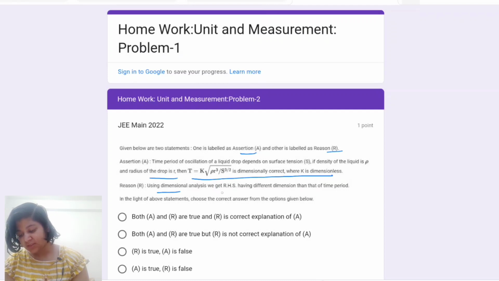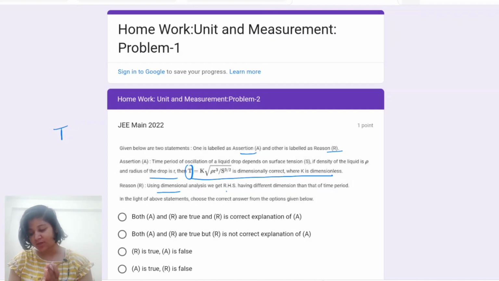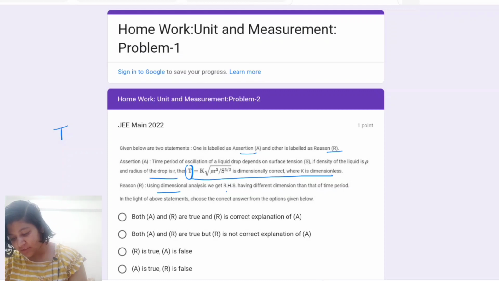Using dimensional analysis, we get the RHS, or the right hand side, having a different dimension than that of the time period. So this is time period T and it should have the dimension of capital T, we know that. Let us now check the quantity that is within the square root. So here rho is given as the density of the liquid. That means rho is mass over volume, or mass over L cube. This is rho. R is simply the radius. So r cube has the dimension of L cube.